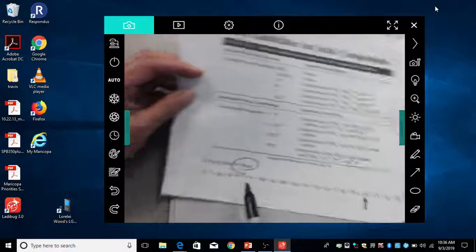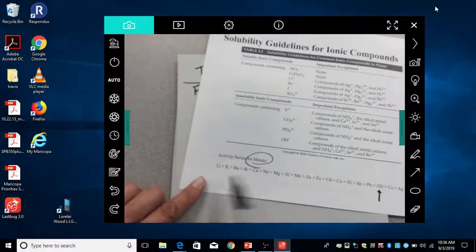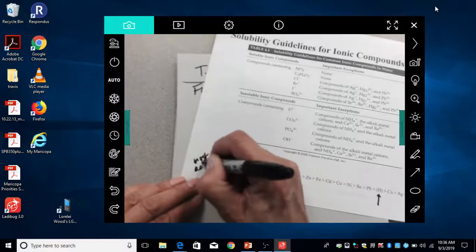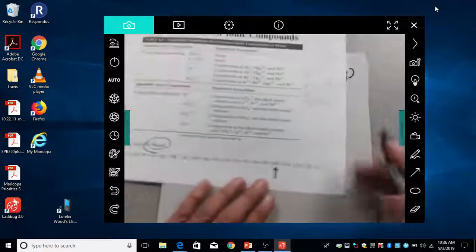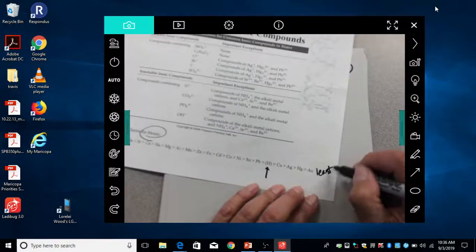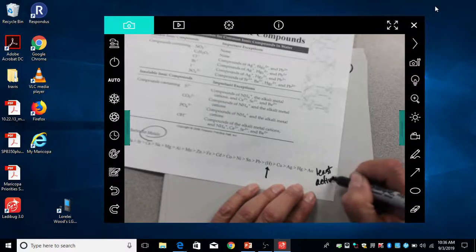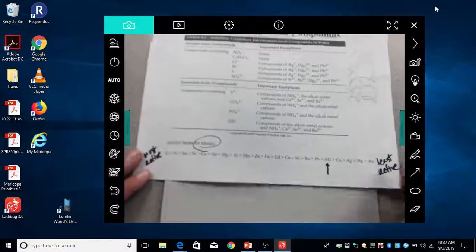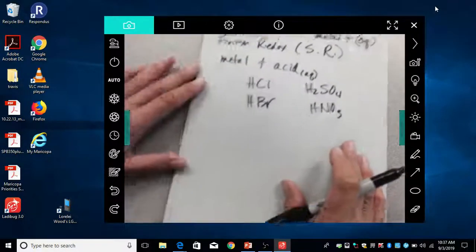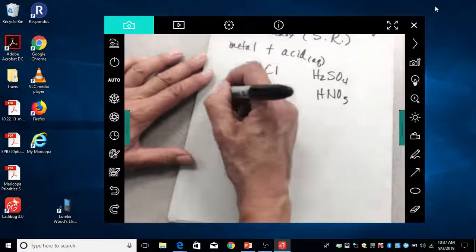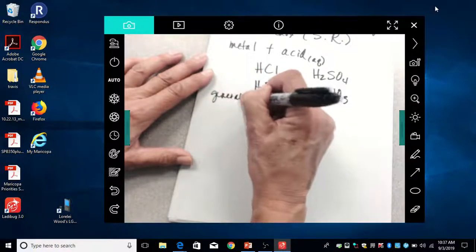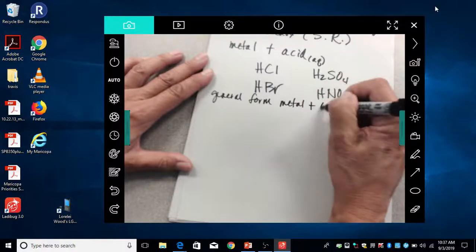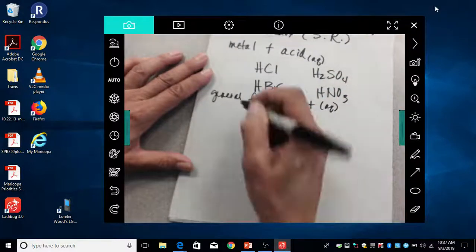So you can see if these are the most active here, then these are going to be the least active. So if we look at the activity series for metals, for example, if I looked at the general form for a metal plus an aqueous solution, it would look something like this.